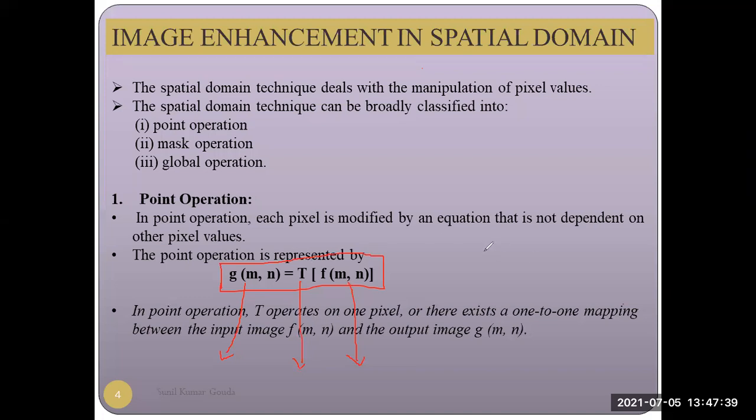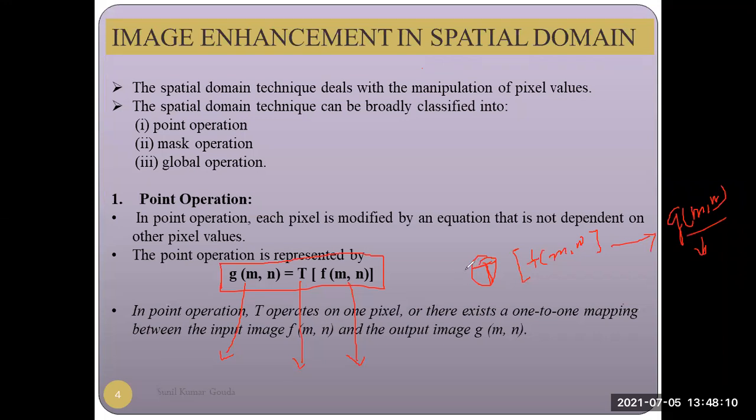Okay, and it's very simple. We take an input image, or the input coordinate of a pixel. On this pixel, I will perform a certain transformation or image enhancement algorithm. Then whenever you perform it, the output will be in the form of g of m,n. Now this is your output image. Now this T represents your transformation operator.